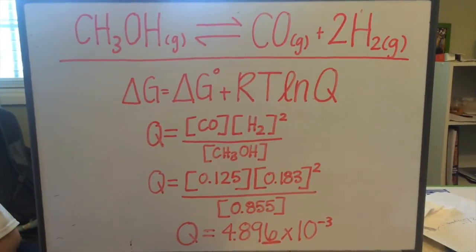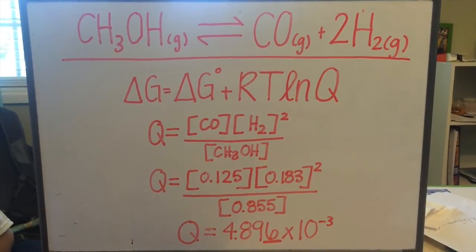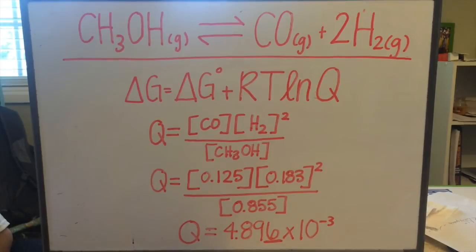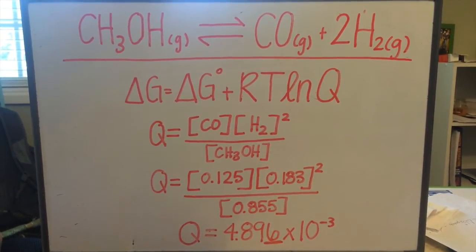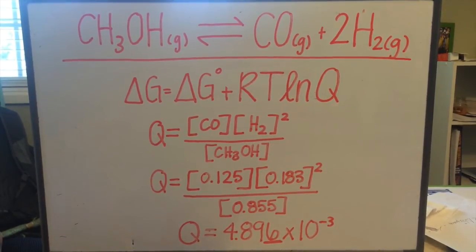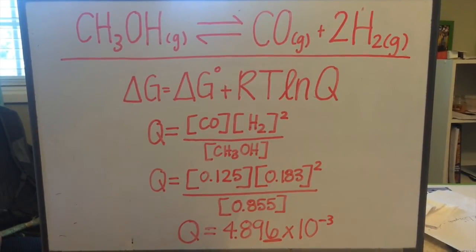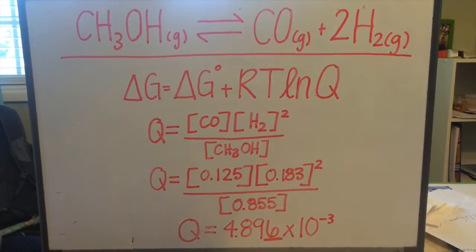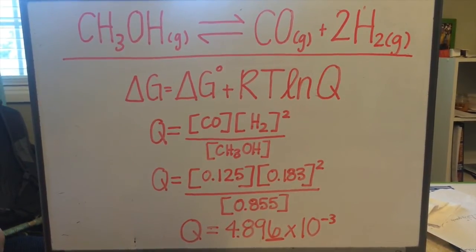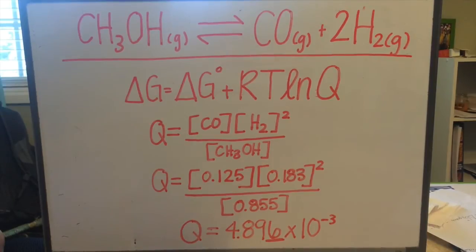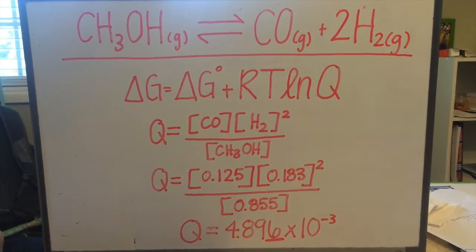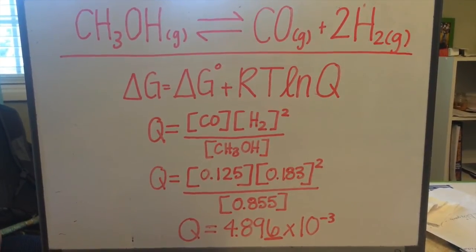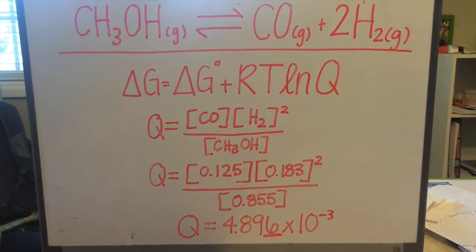To calculate the reaction quotient Q, we use the law of mass action, which has the partial pressure of the products over the partial pressure of the reactants. So we have the partial pressure of carbon monoxide gas times the partial pressure of hydrogen gas. You must square the value of hydrogen gas because it has a coefficient of 2 in the reaction. We divide this by the partial pressure of CH3OH gas, and using the given values from the problem, we found the reaction quotient to be 4.896 times 10 to the negative 3.